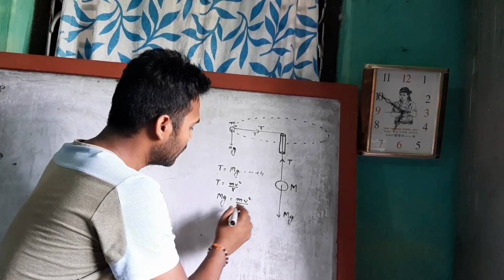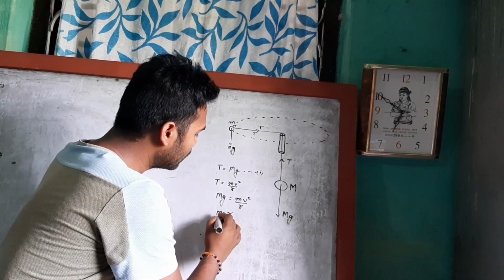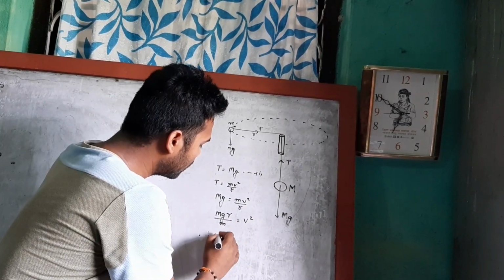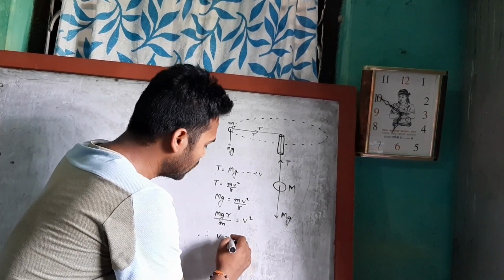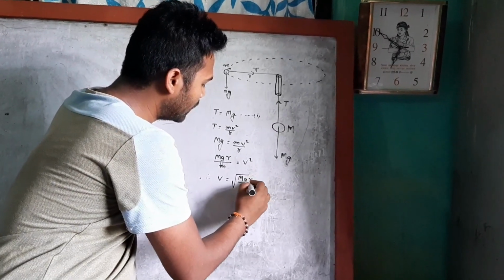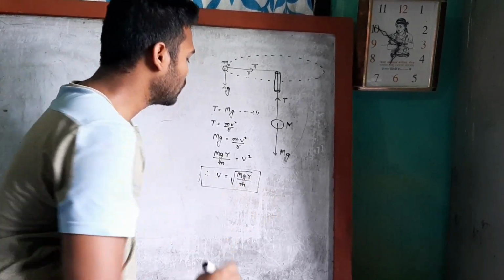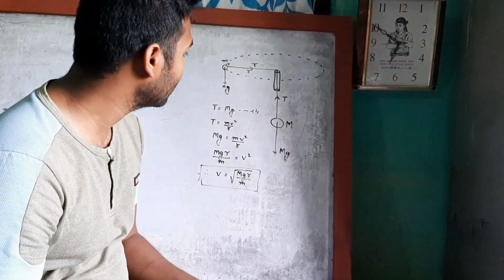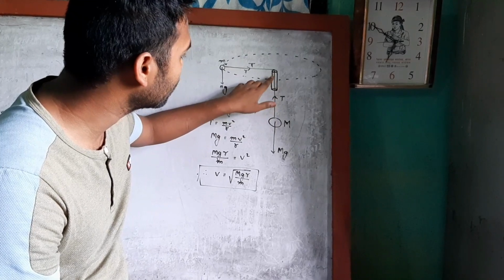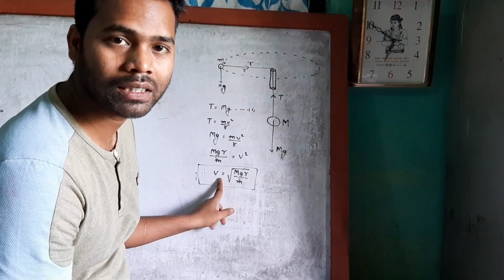Now equating these two equations, we can write Mg is equal to m v square divided by r. Now M g r divided by small m is equal to v square. Therefore the required velocity is equal to the root of capital M g r divided by small m. Okay, this is the velocity which is required for making this body still, assuming the pen is frictionless. This much velocity is required.